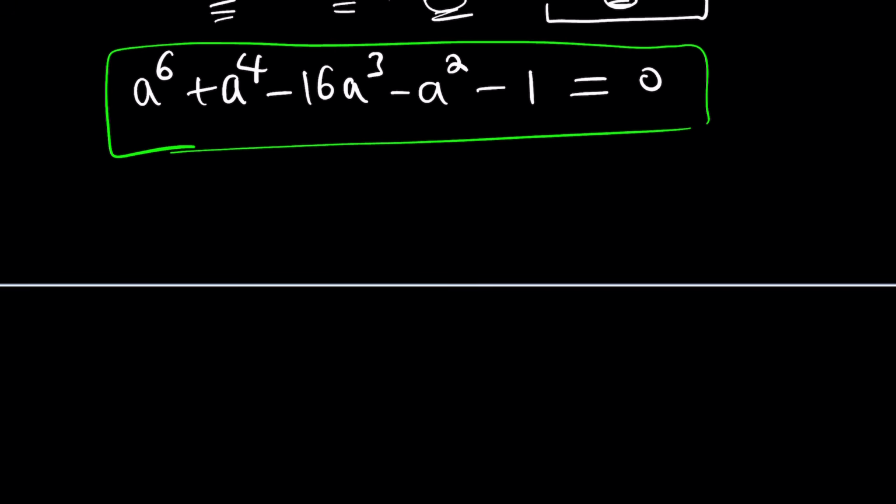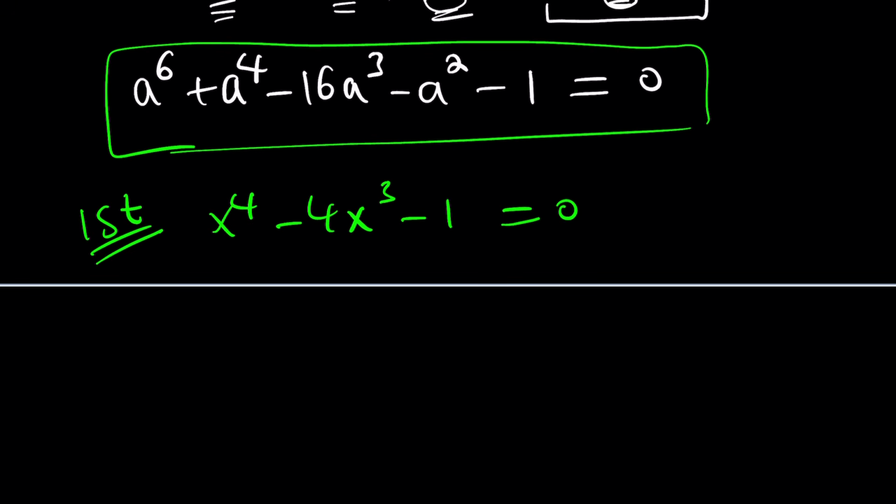But let's go ahead and proceed with the first method, okay? Because I think the first method is probably my favorite, but again, you're gonna decide. So we have the following equation: x to the fourth minus 4x cubed minus 1 equals 0. So actually, the first method is going to use a totally different approach. So we're going to make this into something else.